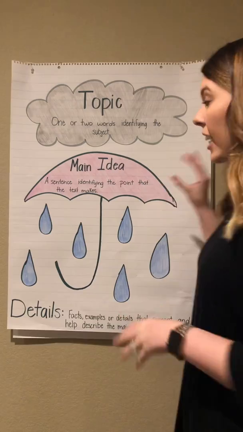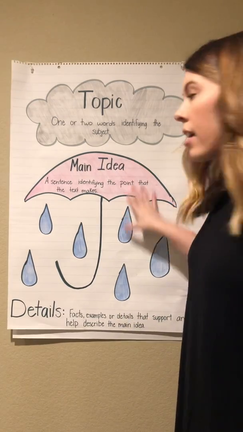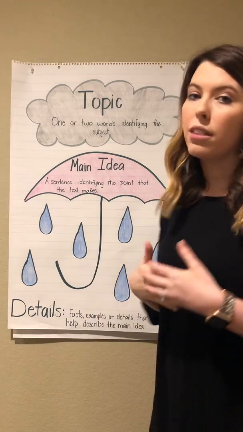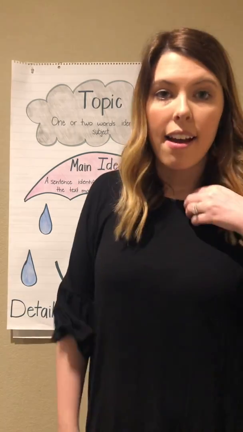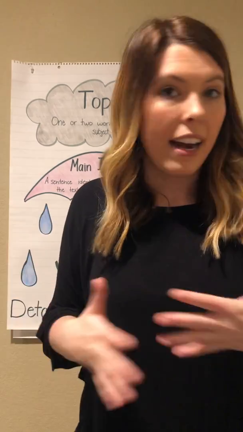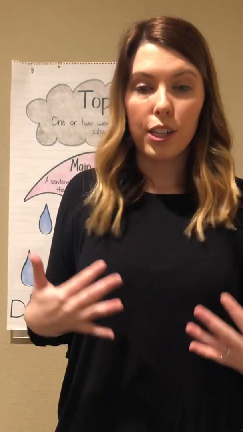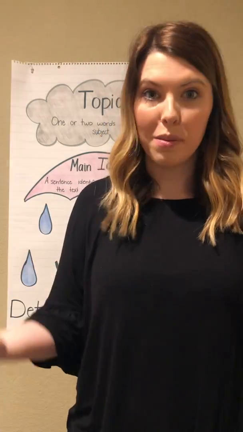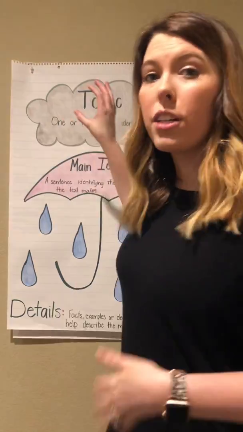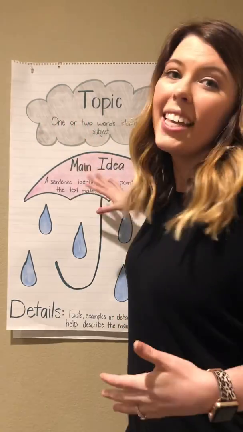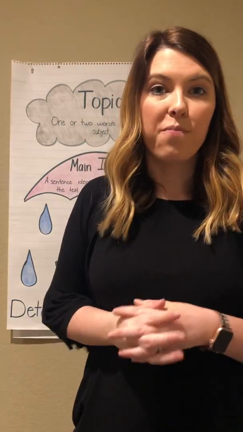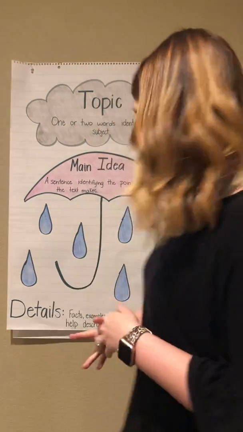Okay? Next, we move on to our main idea. So the main idea, this one is a sentence. A sentence identifying the point that the text makes. So your main idea, you are writing a sentence for it. You're writing in your own words what the story was about, the main idea, what the text was telling you about. So our topic is about the subject. The main idea, you're telling a sentence about what the text was telling you, okay?